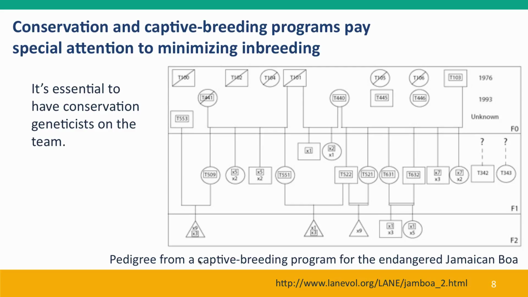So here's a pedigree for a snake, the endangered Jamaican boa. It's pretty hard to understand, but I'll call your attention to this: even though these are conservation geneticists and they know inbreeding is undesirable, there are still cases of breeding between sibling pairs within the captive breeding program. Sometimes that's all the individuals that are available to you.